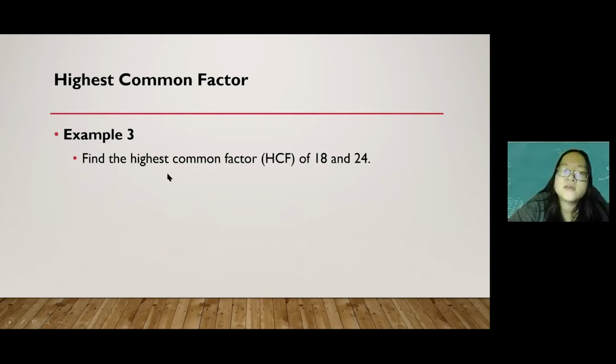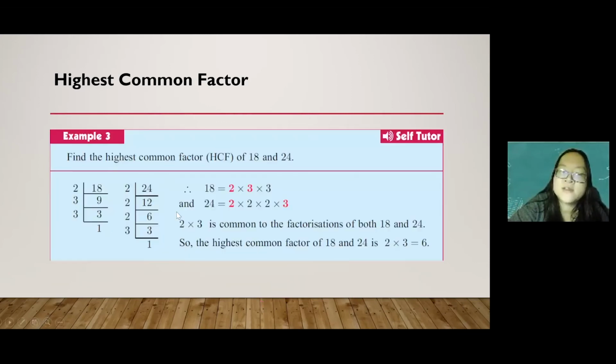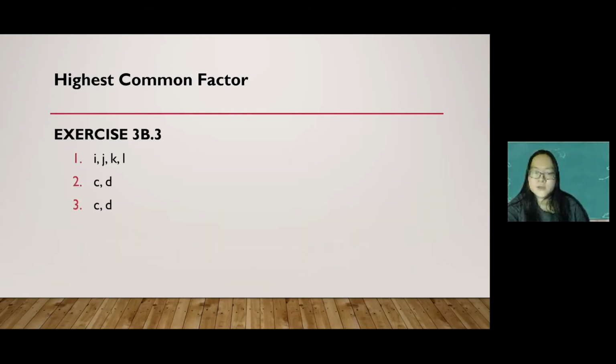So if we look at the textbook's answer, they use the ladder method. And they color coded it to show us what factors are shared, right? So 2 times 3 is common to the factorization of both. So the greatest common factor is 2 times 3 equals 6. Okay. And these are the questions for 3B.3.